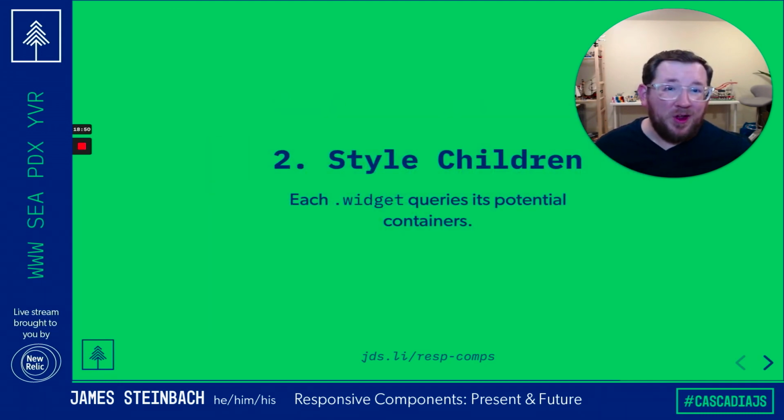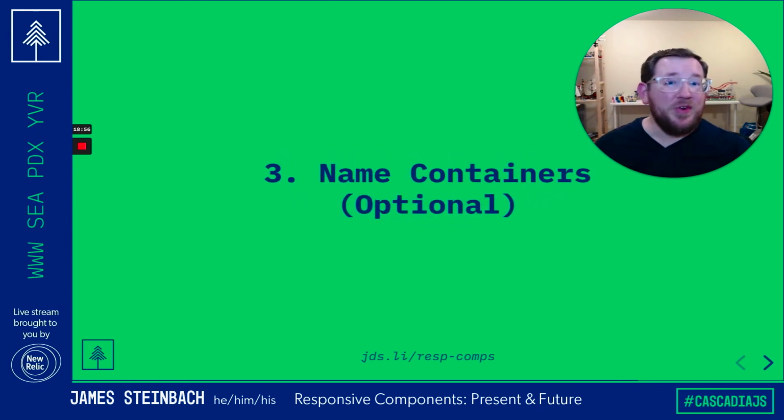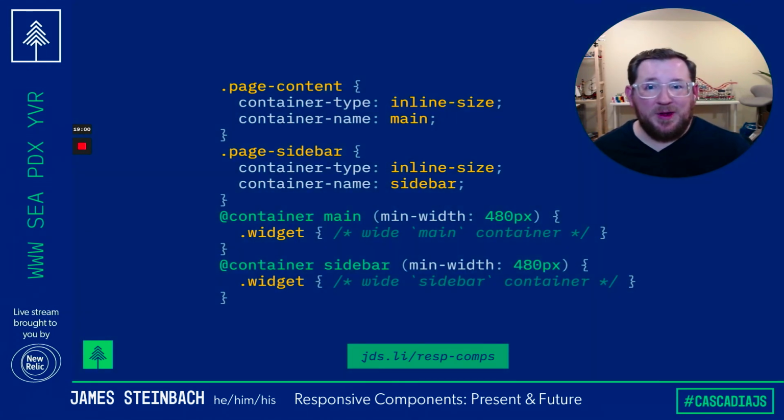Each widget will query all of its potential containers, and then the closest one will be used as the measurement. Third, and optionally, if you need to, you can name your containers. It looks like this in the CSS. Besides already having set up our content and sidebar as containers, we're going to give them names now.